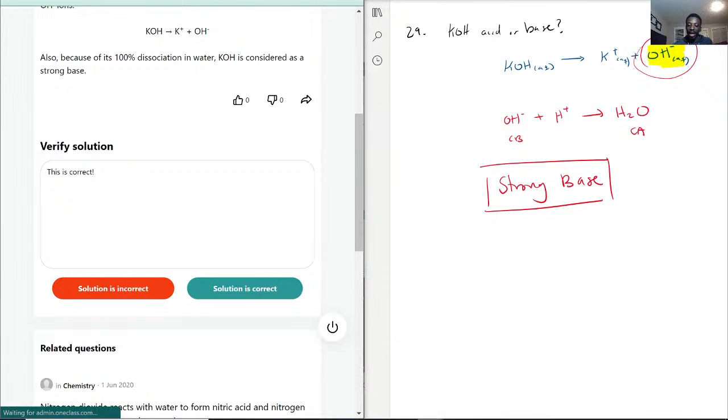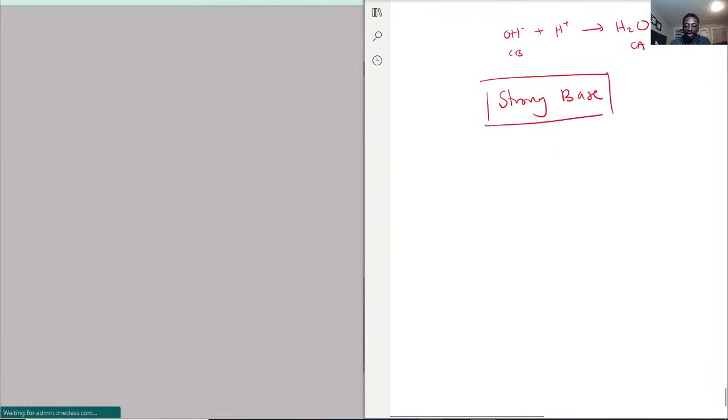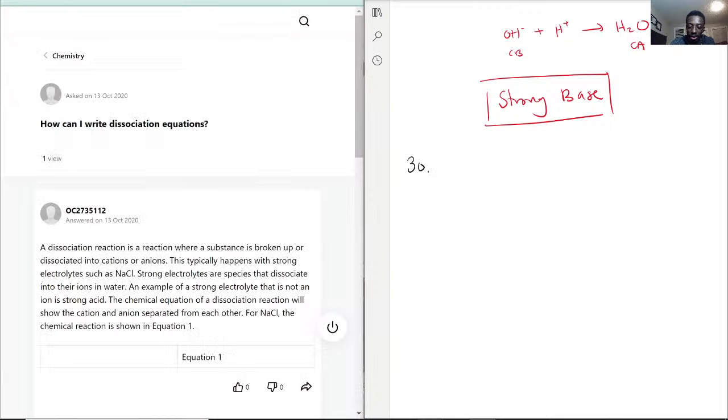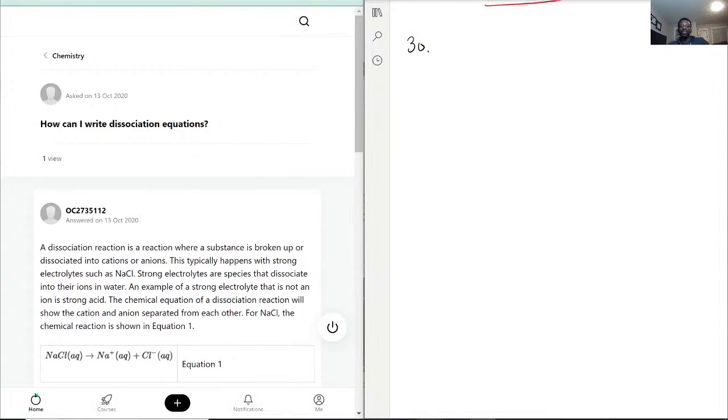So with that, let's see what question we end with tonight. Hopefully something that we can actually solve. How can I write dissociation equations? So with this, we can just use A's, B's, and C's, D's. So let's just use A plus B is equal to C plus D. Keep it simple for the last question of the night. So A plus B, C plus D.